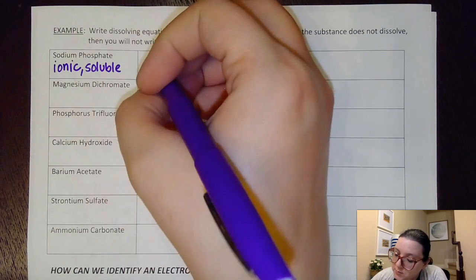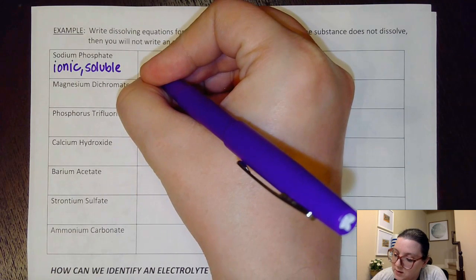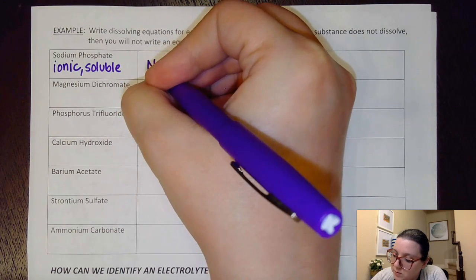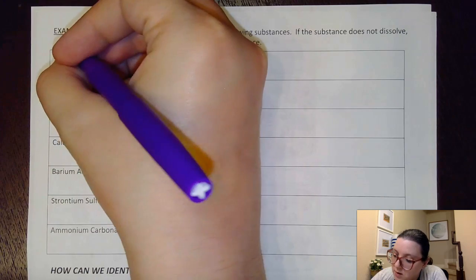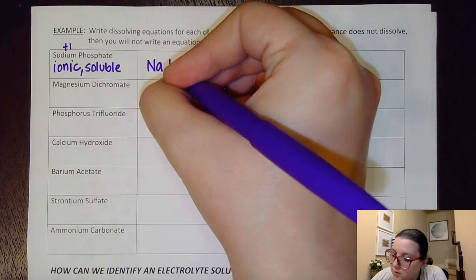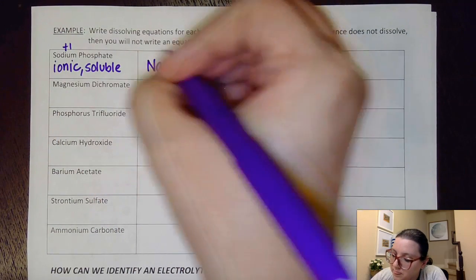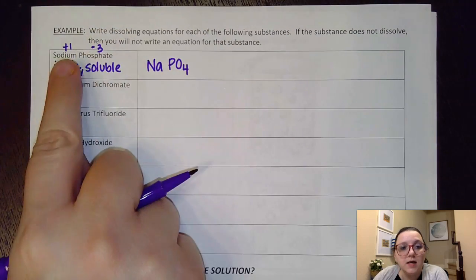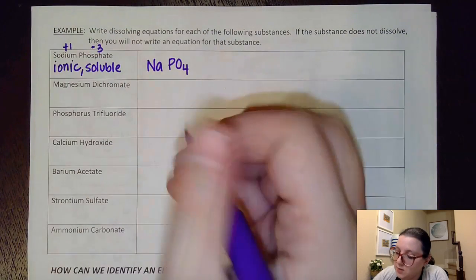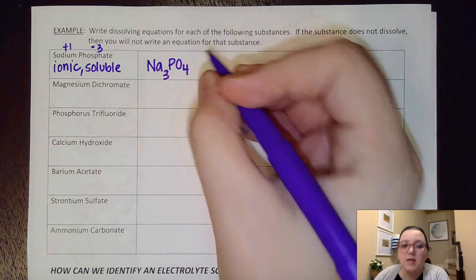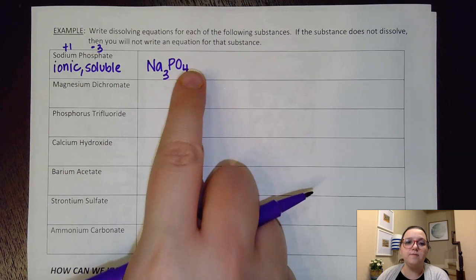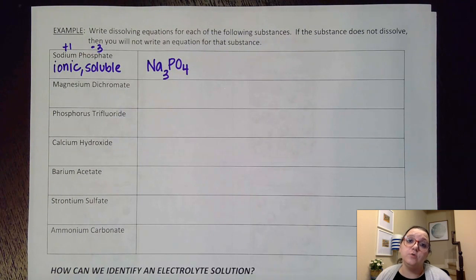And so what I'm going to do is first write my formula for sodium phosphate. I know sodium is +1. Phosphate is PO4 -3. And so to cancel out those charges, I am going to need 3 of the sodiums. Now you notice here on my official compound, I didn't show charges. That is proper notation to show our compound as being neutral.